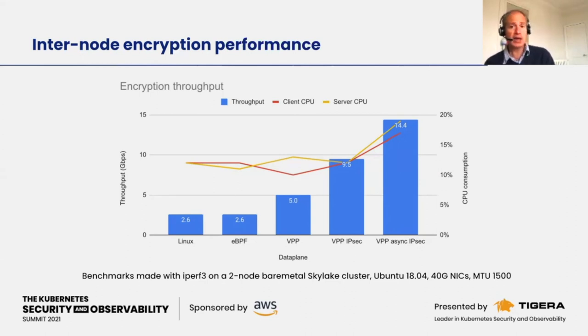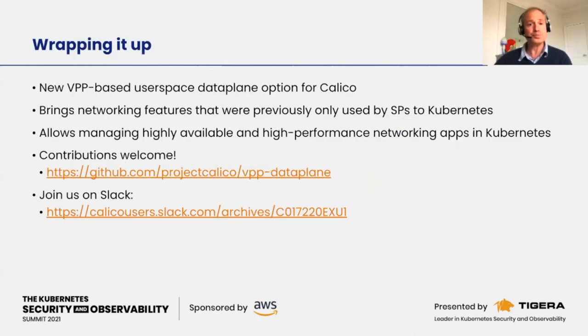That's on Skylake. Intel made a lot of performance improvements with the upcoming Ice Lake, and they are kind of doubling the IPsec performance with Ice Lake, right? So these are the kinds of numbers that you can get. This is really wire speed. This is really game changing if you have to deploy that at scale in large clusters.